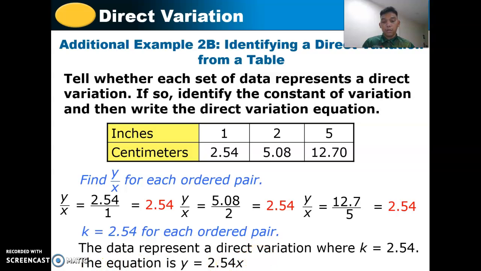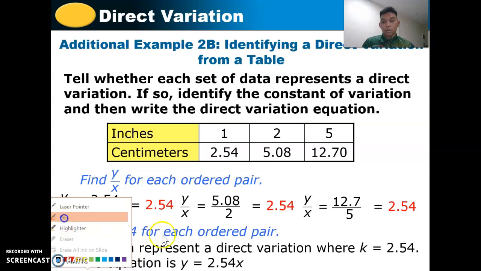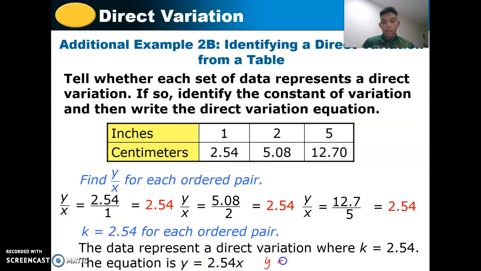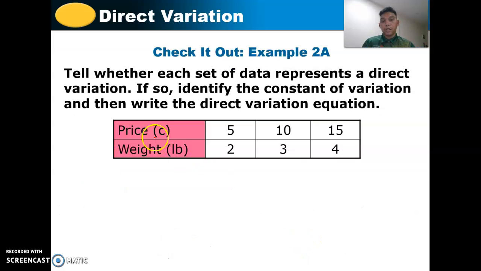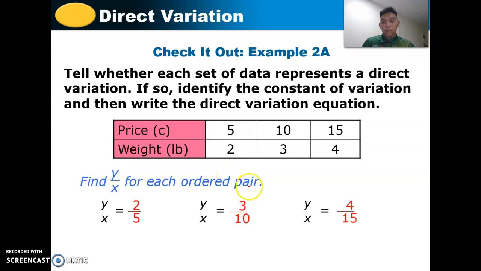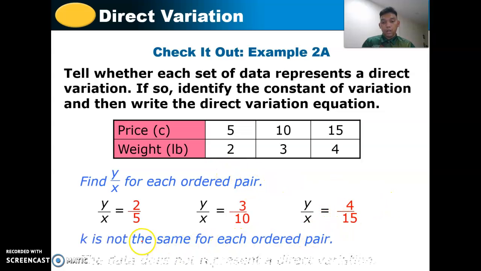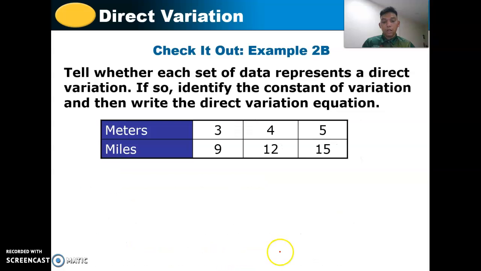Remember the equation for the direct variation, y equal to kx. You just have to replace k with whatever its value is to write the equation. Okay. Next, 5, 10, 15 for the price and the weight in pounds: 2, 3, 4. We divide. Are they the same? No, they're not. So if they're not the same, then it's not a direct variation.